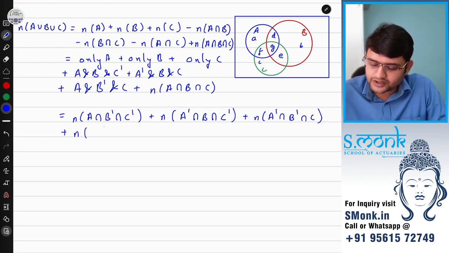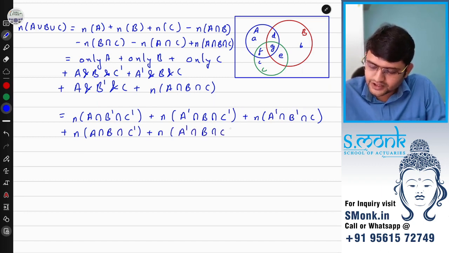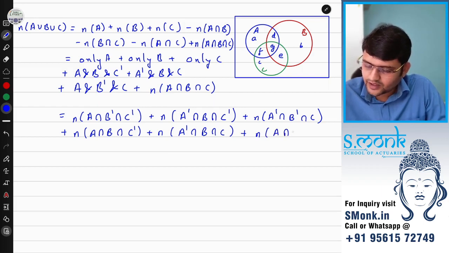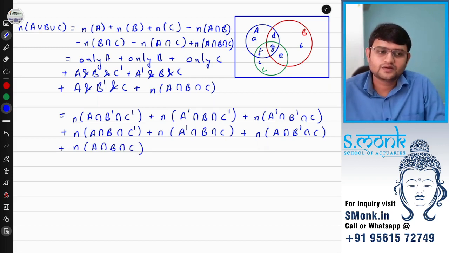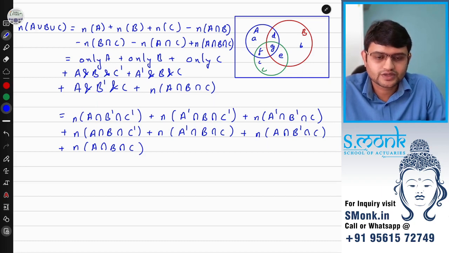Then A and B but not C would be A intersection B, not C, then not A, B intersection C, then A, not B, and C, and then we have the triple intersection. So this is how you can write each one of those regions, representing them with intersections.